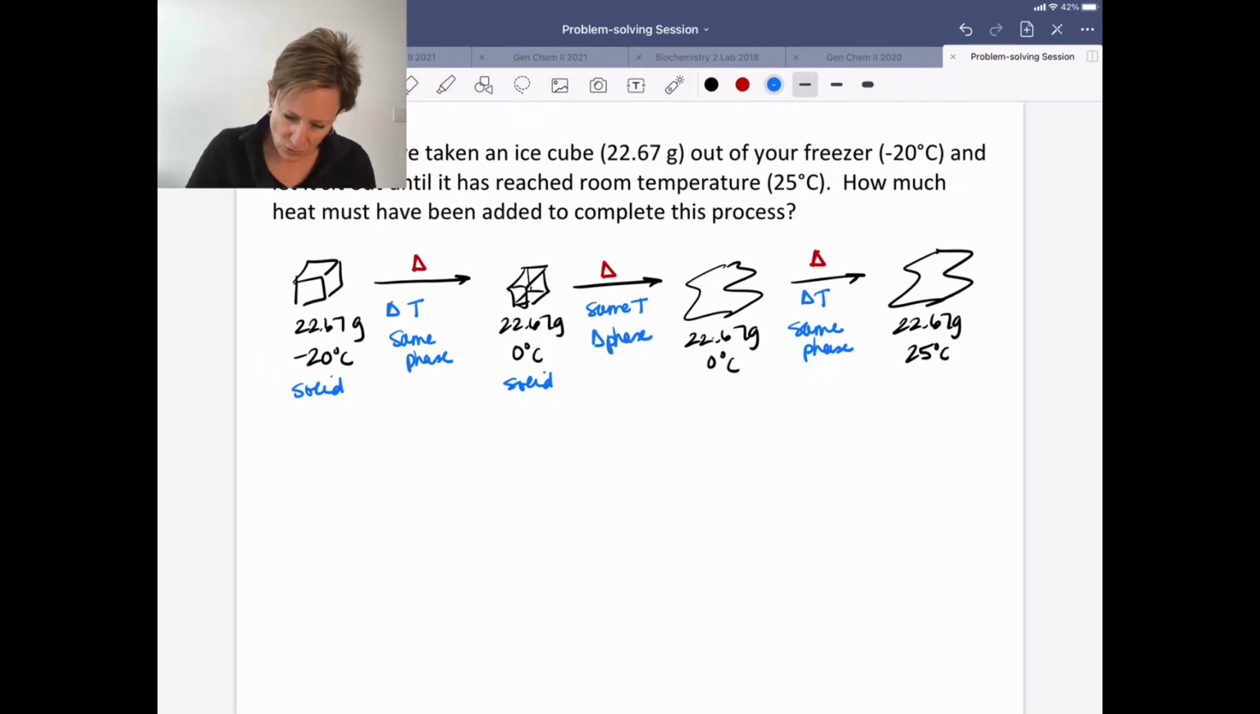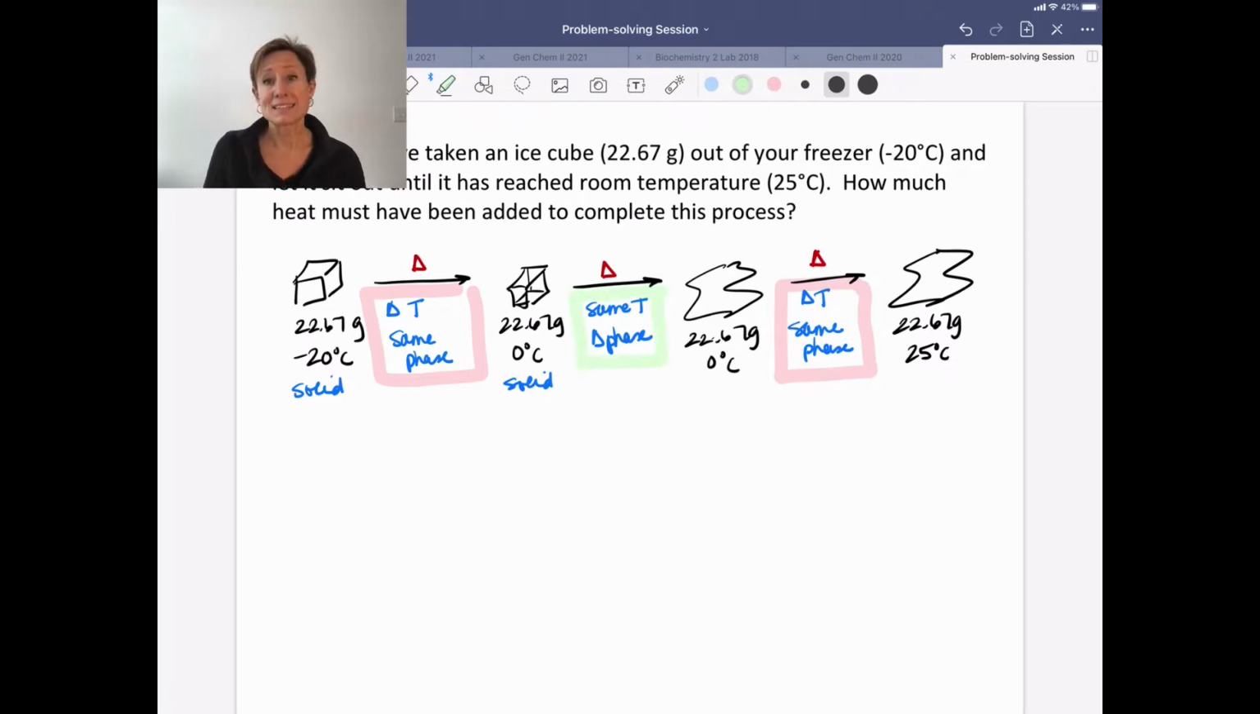Now, one of the things you'll notice is that these come in 2 flavors. I'm changing temperature, same phase, and then I'm changing phase, same temperature. Each one of those represents a different kind of calculation. So let's go over here and let's draw a heating and cooling curve.